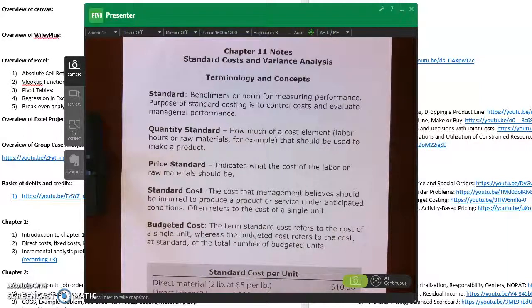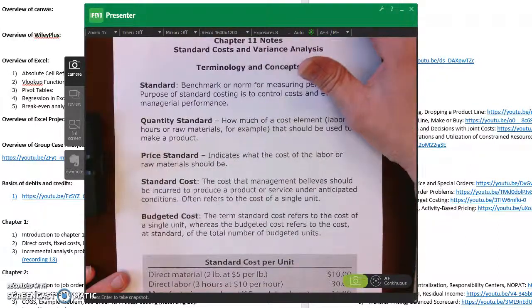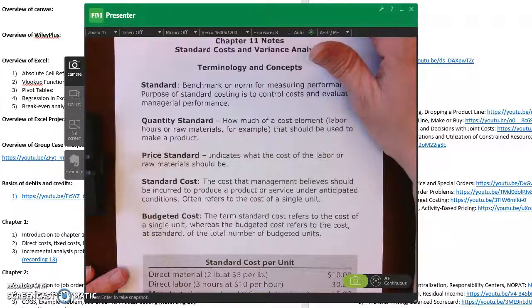And so in this chapter we're going to be talking about variance analysis and standard costing. We'll deal with this in terms of our direct materials, our direct labor, and also our overhead variances, okay? So we're going to talk about some terminology and concepts in this lecture video, and then we'll start jumping in to calculating variances and standard costs.